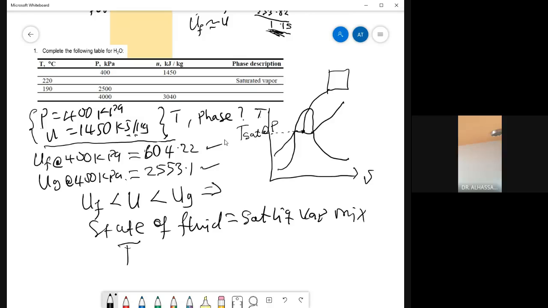So our T, the temperature, equals T saturation at the given pressure. So at P equals 400 kilopascal, what is the saturation temperature over here? Anybody?